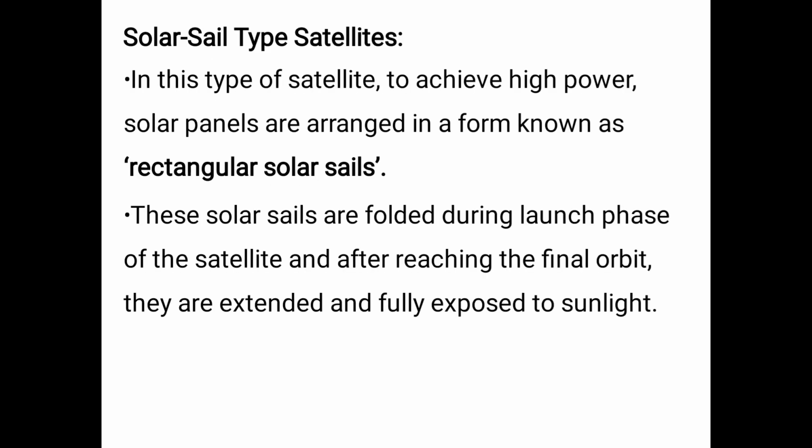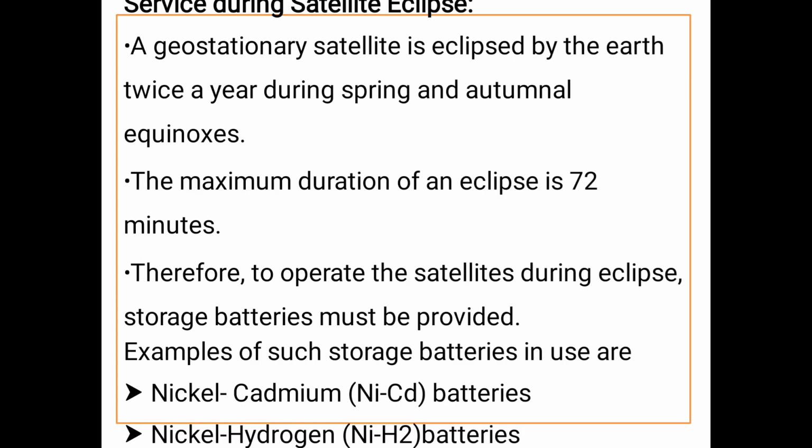Solar sail type satellite. In this type of satellite, to achieve high power, solar panels are arranged in the form of flat sheets such as rectangular solar cells. These solar cells are rolled or folded during the launch phase of the satellite, and after reaching the final orbit, they are extended and fully exposed to sunlight.